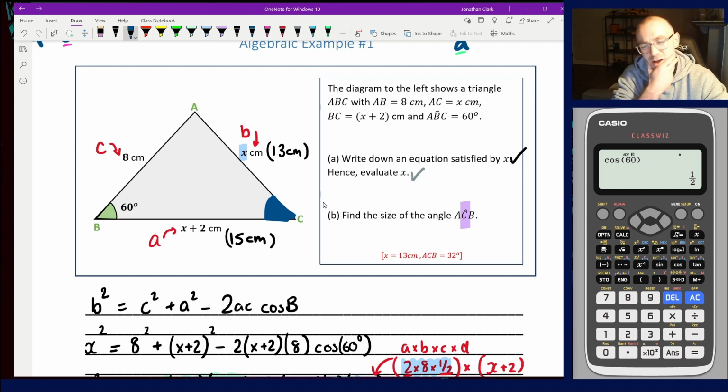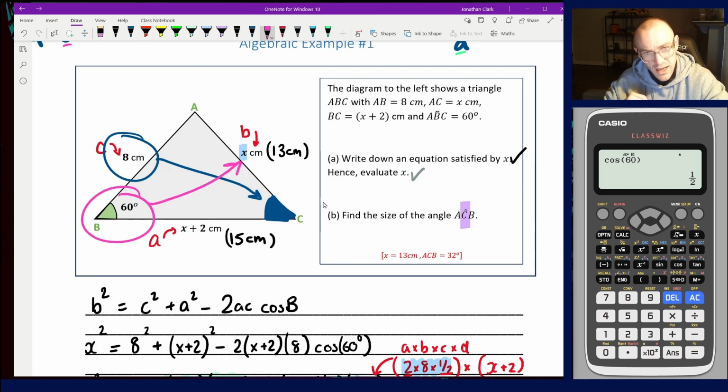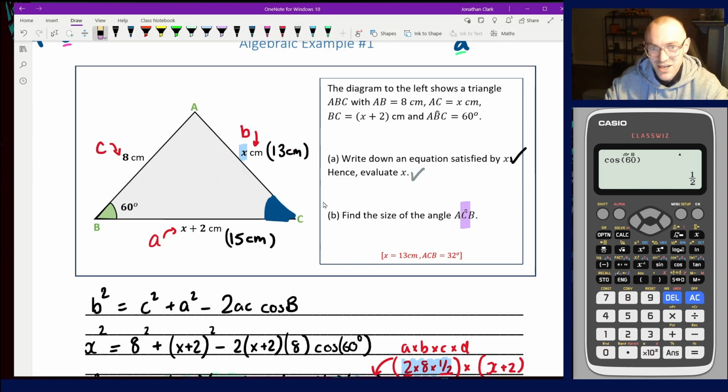How am I going to do this? We could use cosine rule again. I think we've got enough information to use sine rule as well. So we know this side, and we want to try and find this angle. We also know a side and its corresponding angle as well. So it's enough information to use the sine rule with B and C.